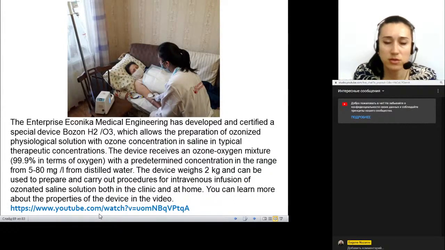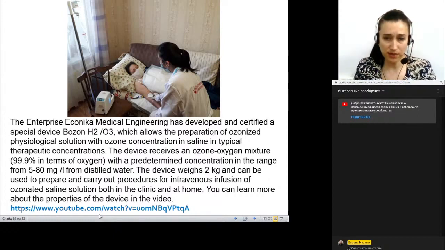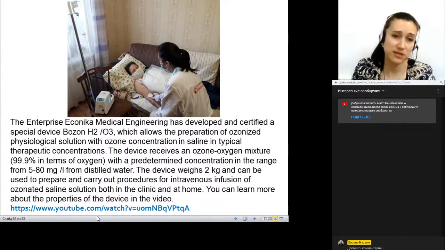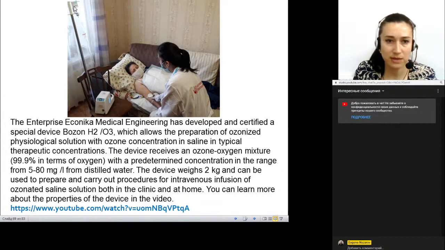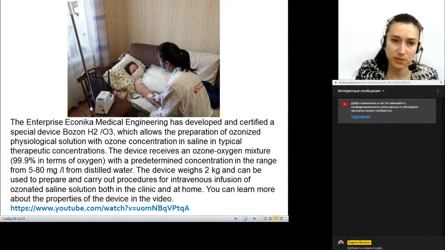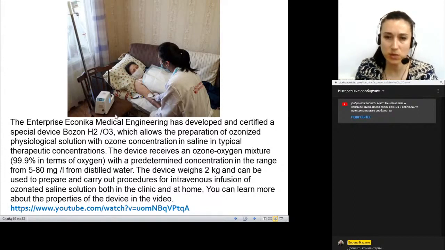Here you can see that our enterprise Econica Medical Engineering has also developed and certified a special device, Bozon-N, which you can see now on the slide, which allows the preparation of ozonized physiological solution with ozone concentration in saline in the typical therapeutic concentration. This device receives an ozone-oxygen mixture, 99.9% in terms of oxygen, with a predetermined concentration in the range from 5 to 80 mg per liter, from distilled water. The device weighs 2 kg and can be used to prepare and carry out the procedure for intravenous infusion of ozonized saline solution both in the clinic and at home. The device is very useful and mobile. You can learn more about the properties of this device on the link on YouTube.